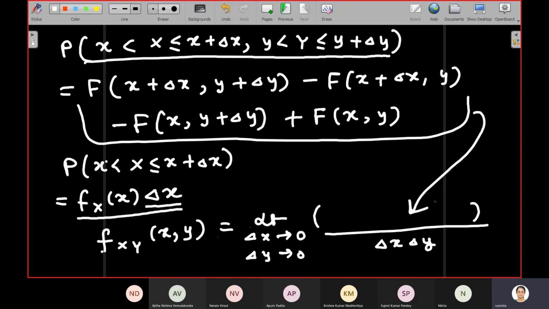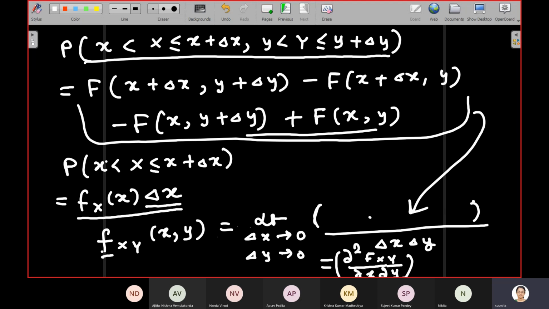We have this one in the numerator. Now this is actually the fundamental definition of the second derivative. We have del square x. So whatever final expression we get by putting this whole thing in the numerator, dividing that by delta x and delta y and letting delta x and delta y go to 0, we actually have the fundamental definition of the second derivative.